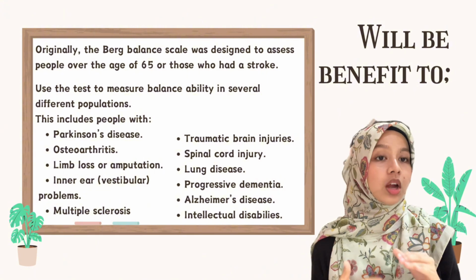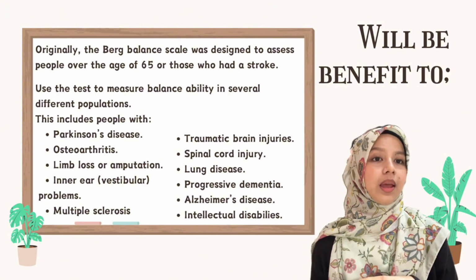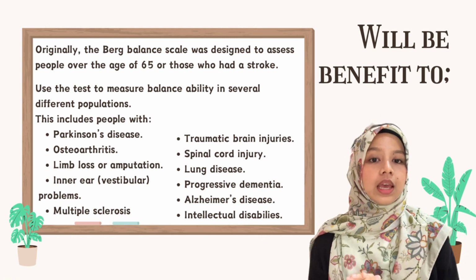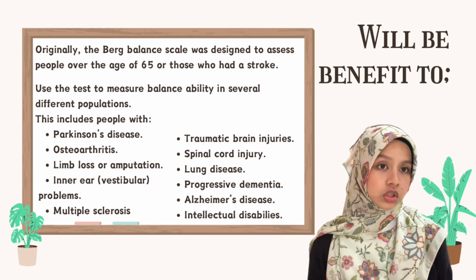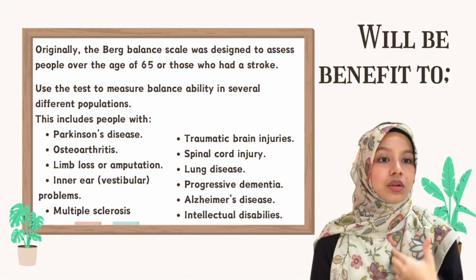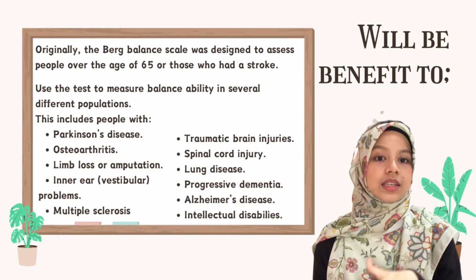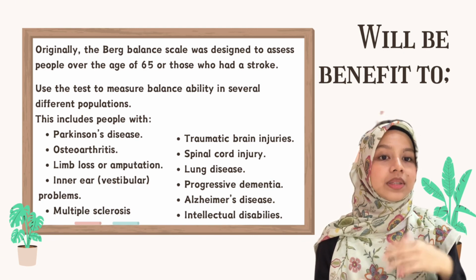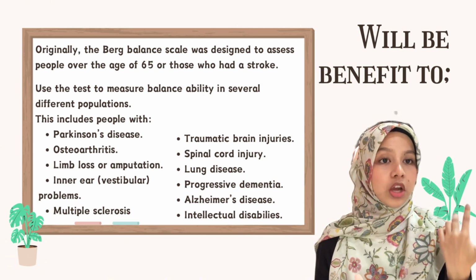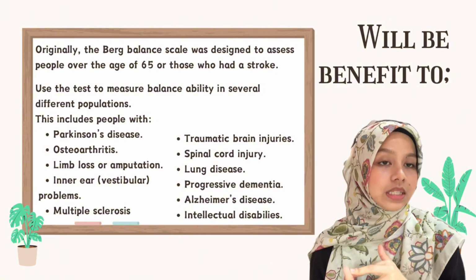And osteoarthritis. Basically, osteoarthritis at the knee joint makes it hard to move around and to walk. Then limb loss or amputation, and inner ear vestibular problems. Most people don't know that we can lose our balance when we can't hear clearly. Okay, and next is multiple sclerosis, traumatic brain injuries, spinal cord injuries, lung disease, progressive dementia, and Alzheimer's disease. Next is intellectual disabilities.